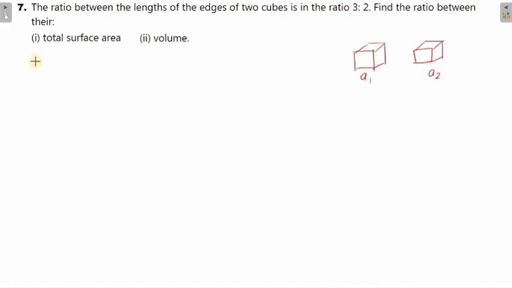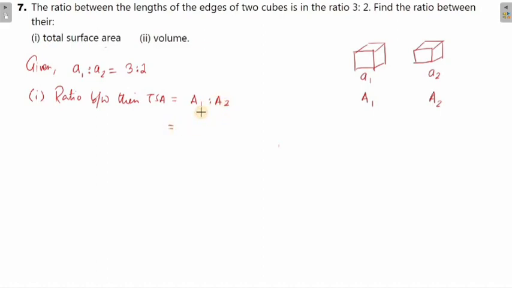Okay, so given is A1 is to A2. Ratio between the edges is given to be 3:2. Better draw this diagram also. Now question is asking you to find what will be the ratio between the total surface area. Now let me call the total surface area of this to be capital A1, and let me call the total surface area to be capital A2. Okay, so number one, let's find ratio between their total surface area. So you can write this as A1 is to A2.